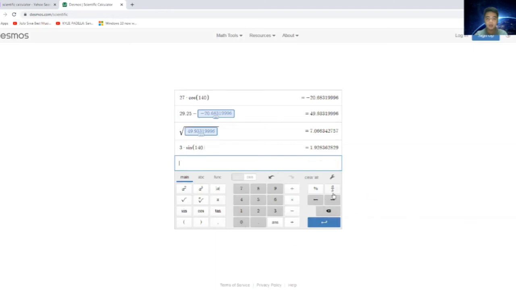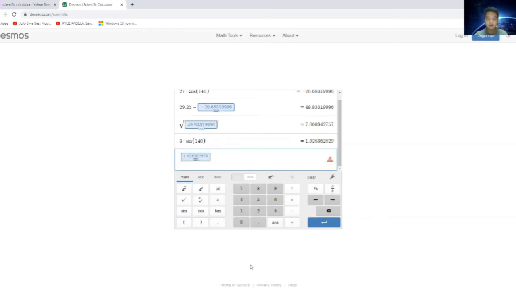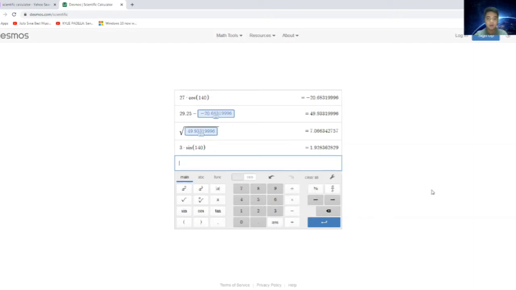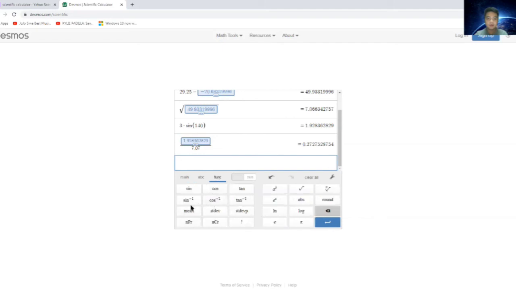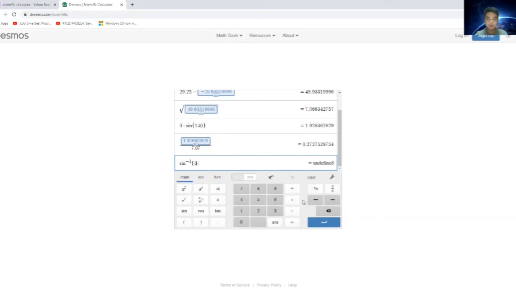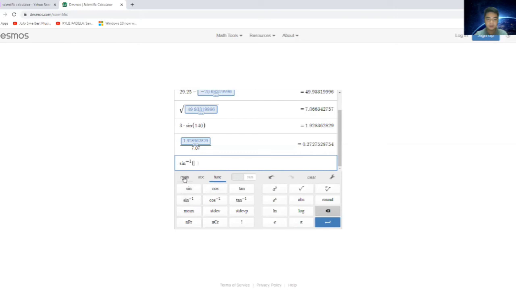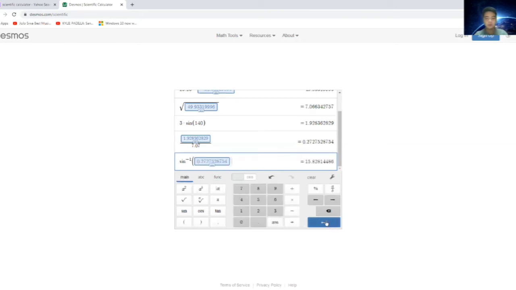equals. And then the answer divided by 4.5, right? Correct? No, 7.07. Okay, 7.07. The answer divided by 7.07 equals, and then let's determine the inverse sine of the answer. The trigonometric sine of the answer is equivalent to 15.83, right? But if we look at it, the trigonometric sine of 3 multiplied by sine 140.